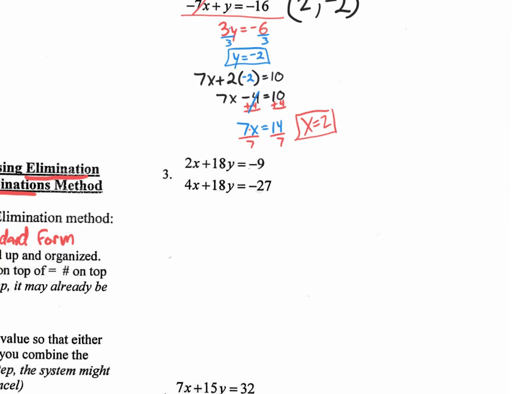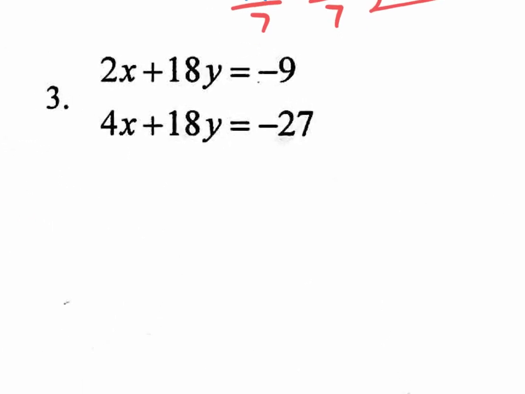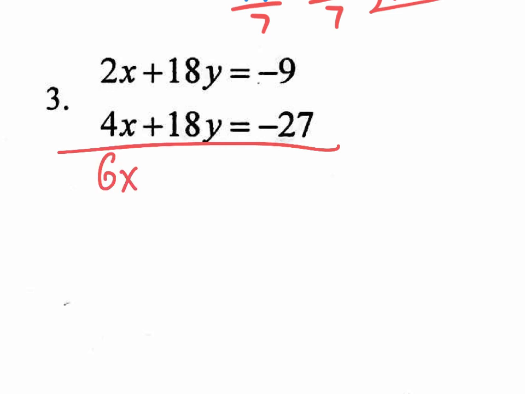the top 2 questions, the top 2 systems we've done, they've been ready to combine and cancel. But if I take a look at number 3 right here, are they lined up? Yes, they're in standard form. Are they ready to combine the lines in order to eliminate an x or a y? No. Right? Like, check it out. If I combine it, I'll get 6x. If I combine it, I'll get 36y. That's not good. It's 36. Right? So we don't want this situation. We don't want to combine the lines yet.